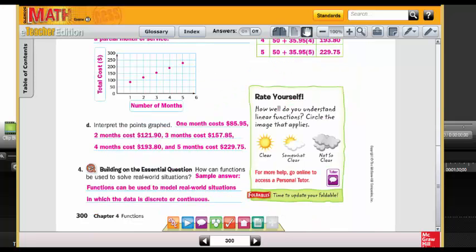I'm just going to leave the answers on and go to the building on the essential question. How can functions be used to solve real-world problems? Explain. Well, for example, a function can be used to model a real-world situation in which the data is discrete or continuous. It's very powerful for you to recognize that we could take a real-world situation like this cable situation and put it in an equation and then solve any number of months in that equation very quickly and efficiently. That is exactly what functions are all about. Please do independent practice.